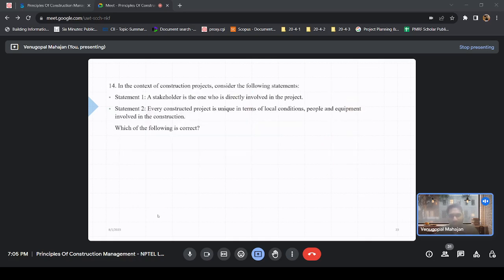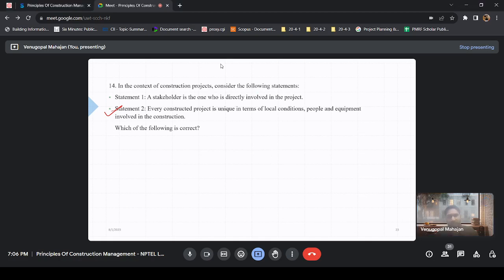These are from the previous year assignments. In the context of construction projects, consider the following statements. A stakeholder is the one who is directly involved in the project. We already discussed the stakeholders for the airport. Every construction project is unique in terms of local conditions, people, and equipment involved in the construction. Which of the above statements are true? Both, sir. Okay. Statement 2 only. Statement 2 only, both. Okay. Anybody else?